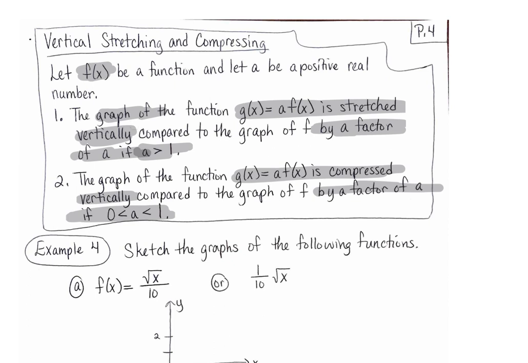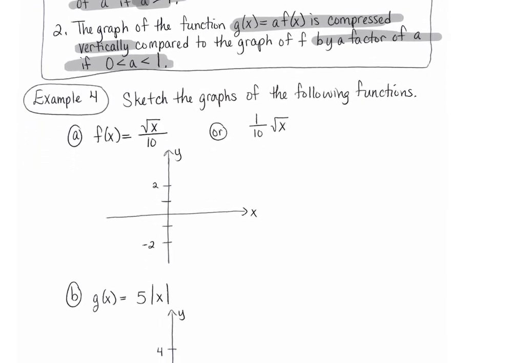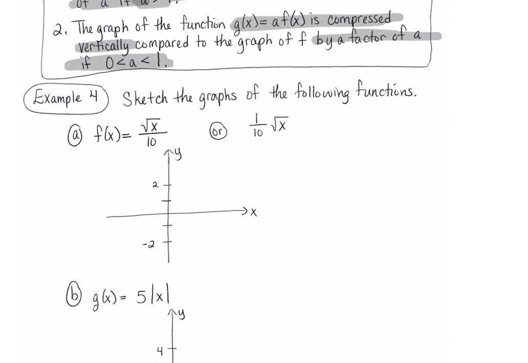So if a is between 0 and 1, like a half, a fourth, 1/8, then you're going to do a vertical compression. If a is greater than 1, it's a vertical stretch of whatever parent function you had. So you have f of x equals the square root of x over 10. What's your parent function? F of x equals what? Square root of x. Good. So f of x equals the square root of x.